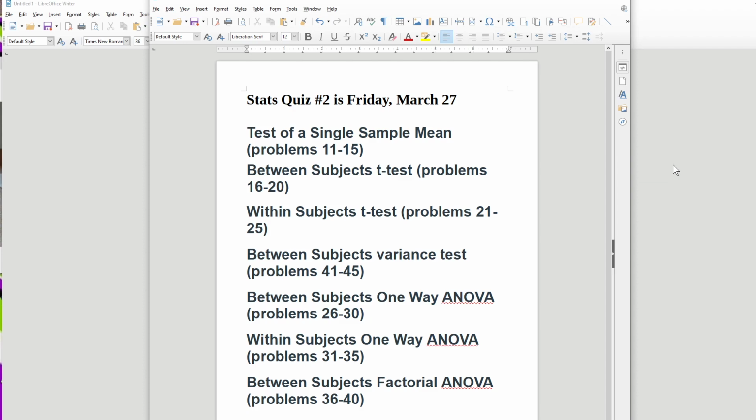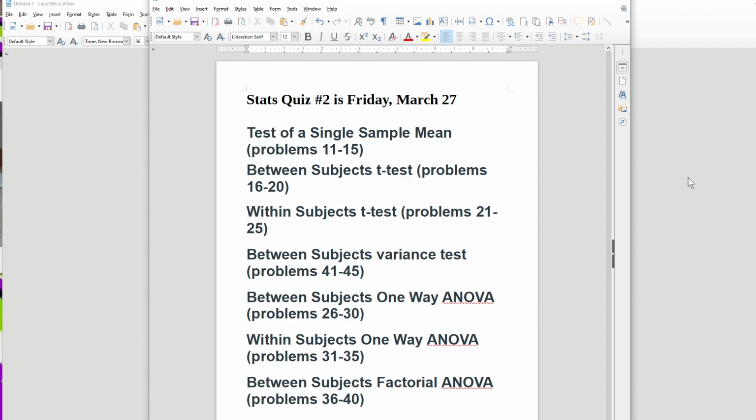So at midnight on Friday, essentially 12:01 a.m. on Friday, the test will become live. It's open book, open notes, and there's no time limit on it. But you're not allowed to use another classmate or another person. That would be cheating if you use somebody else. So you're expected to do it on your own.